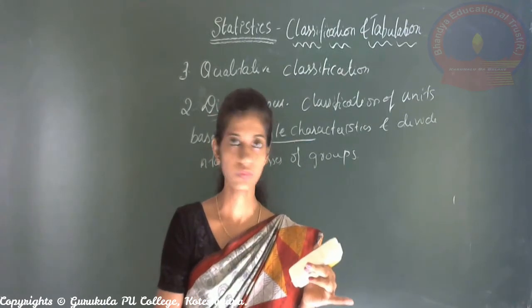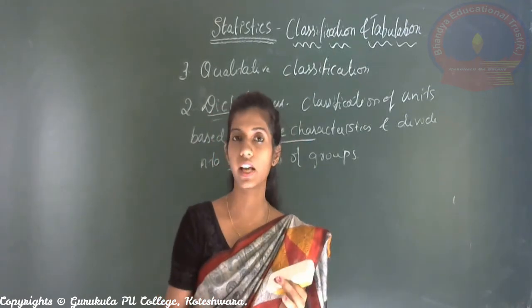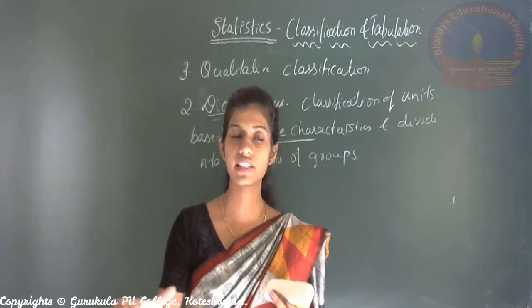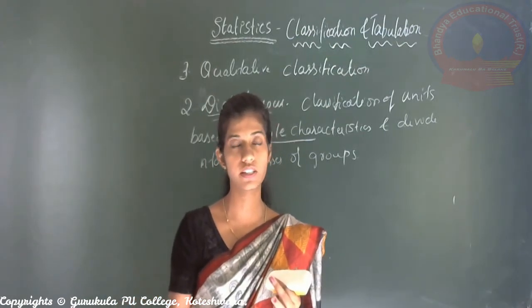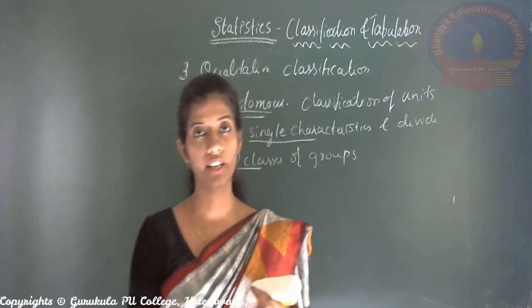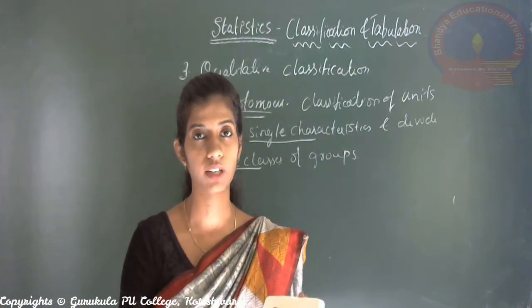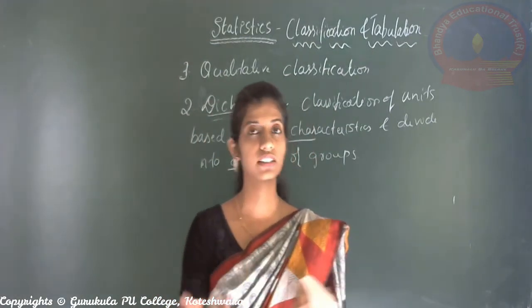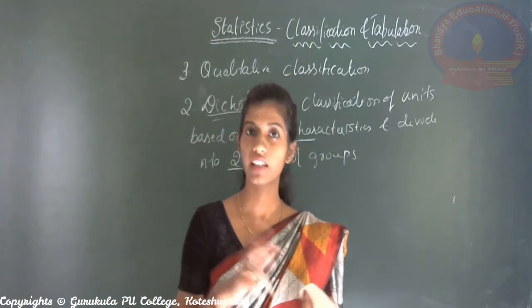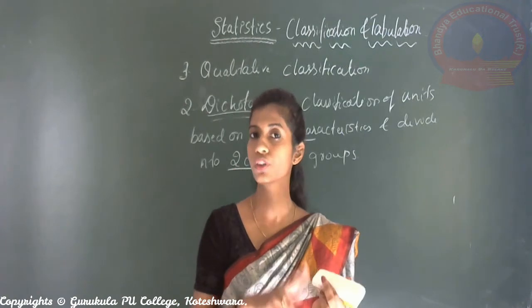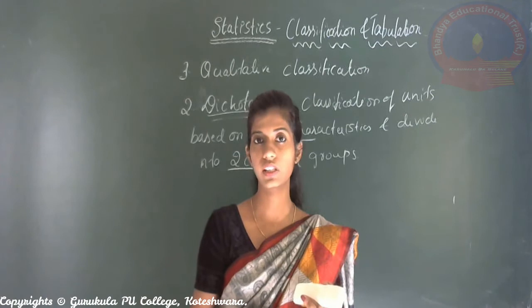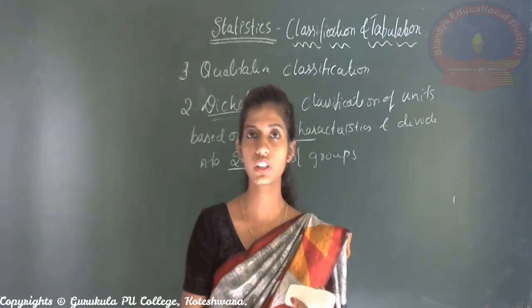Gender. Okay, in the same way, in another example, marital status is one particular characteristic. How many of them are married and single, like that. Again I have divided into two groups. So this is one example of dichotomous.